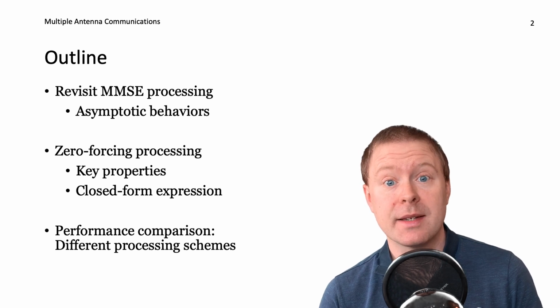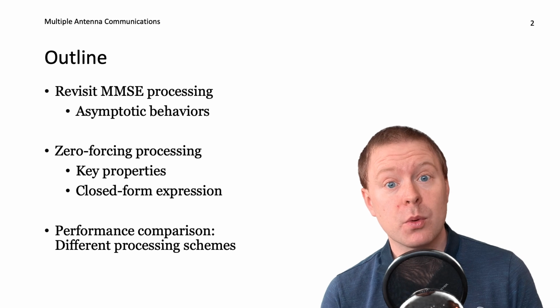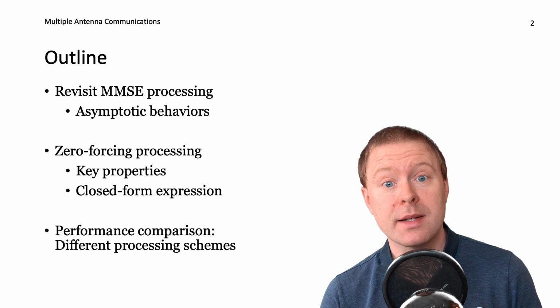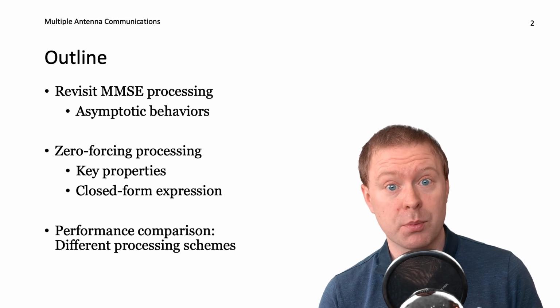We will look at the particular properties that zero forcing has, and we will see that we can compute a closed form capacity lower bound when we are assuming that zero forcing is used, and that can be applied at any SNR for any number of antennas. And then we will compare MMSE processing, zero forcing, and maximum ratio processing.